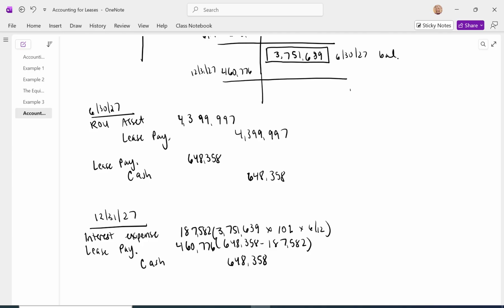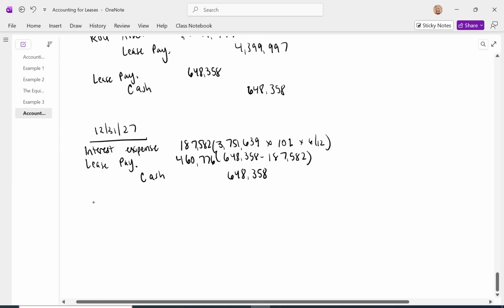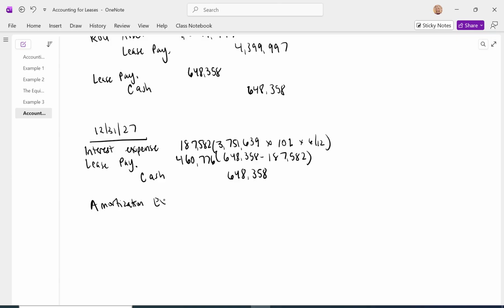And now I have a new lease liability. This is what's going to be reported on the balance sheet. This is $3,290,863. And 6 months has passed, so as of the balance sheet date, I need to amortize my right-of-use asset and reduce the value. Credit to decrease the right-of-use asset. Okay, so this is going to be for the balance in the right-of-use asset, $4,399,997.